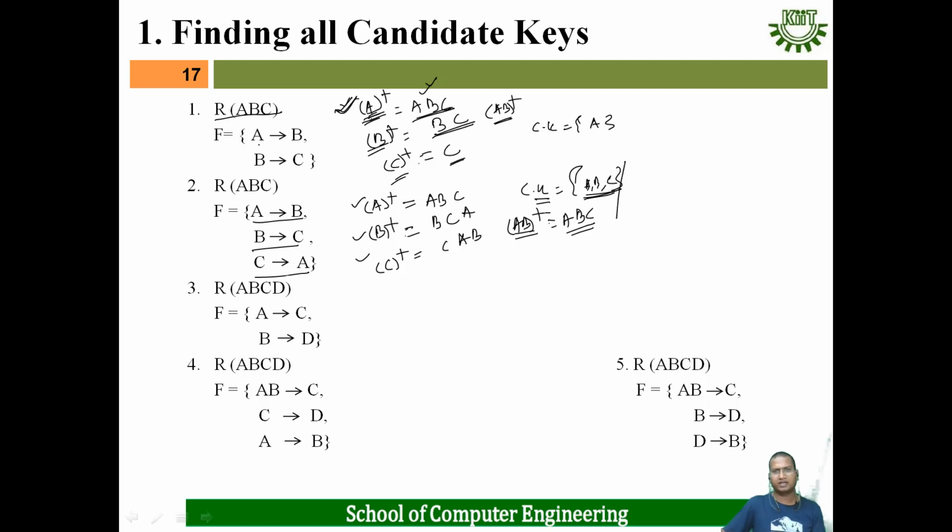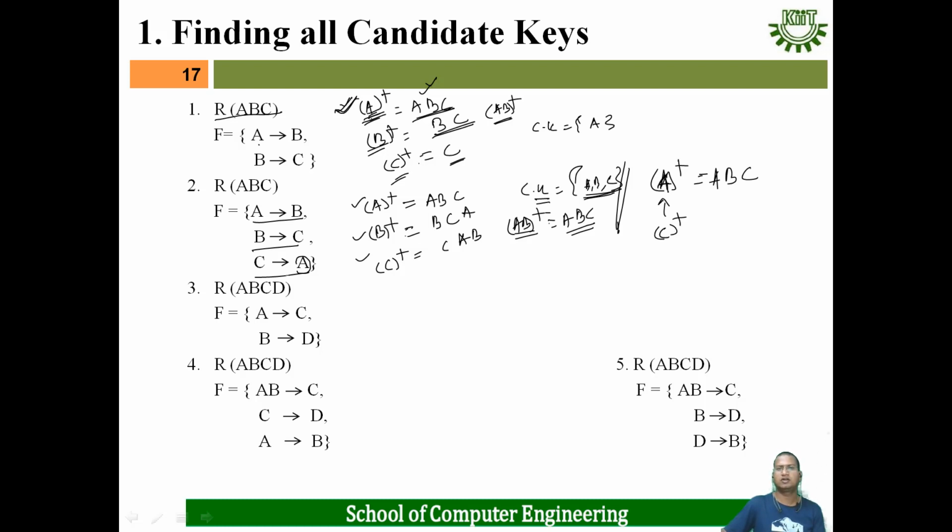In a shortcut manner, we can find out like this. Suppose we find out A closure, and A closure is deriving ABC, then no need to check the individual ones. First you see A in the right hand side of this functional dependency. That means A is present here, so A can be replaced by C.